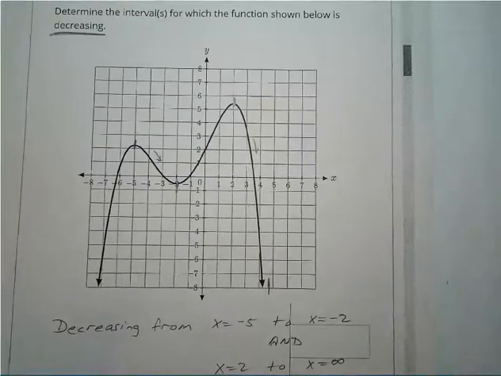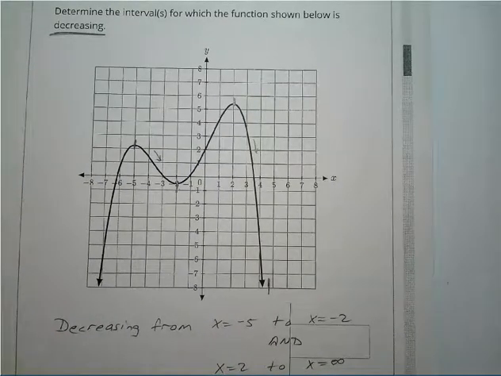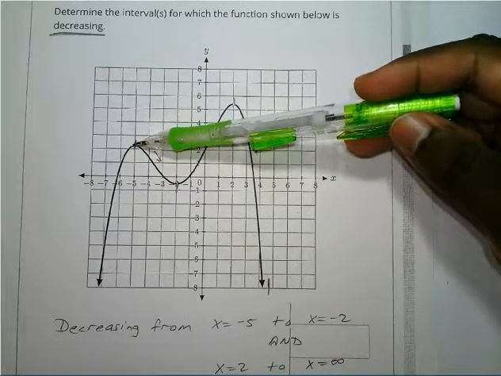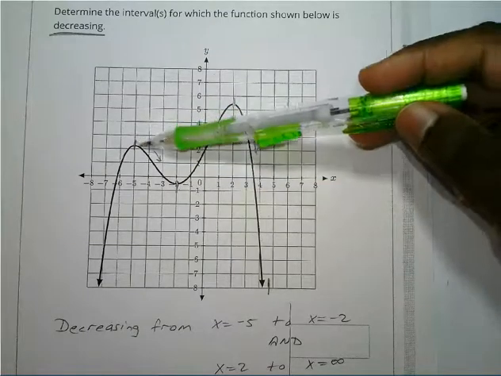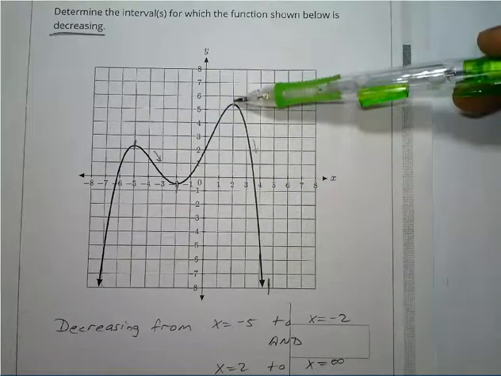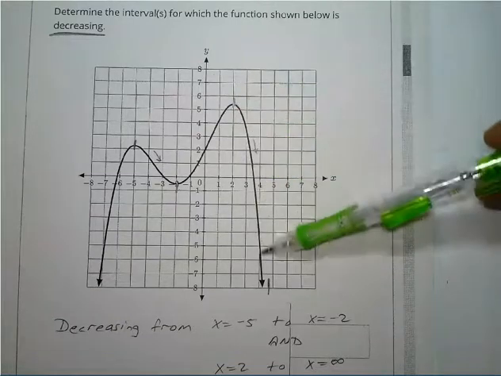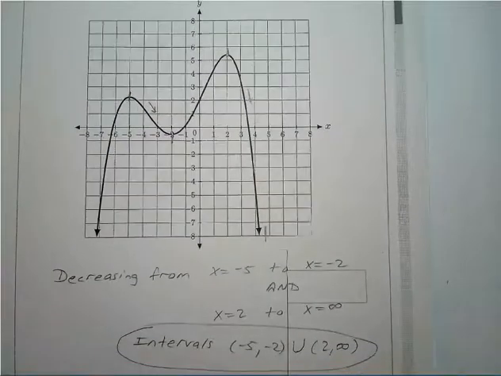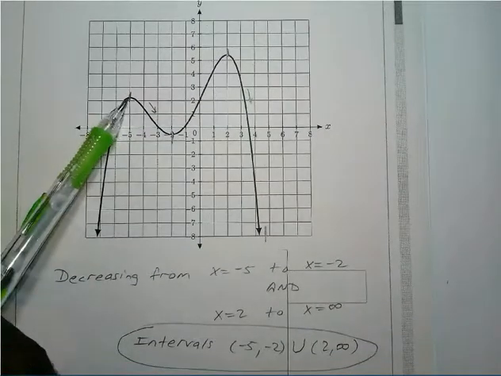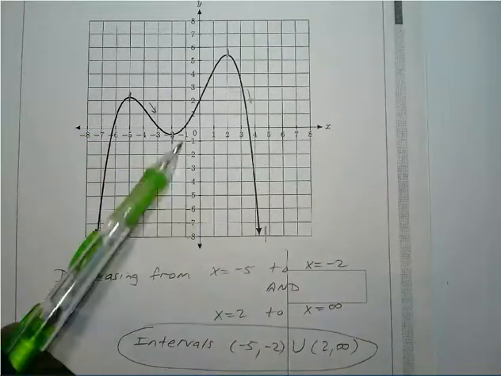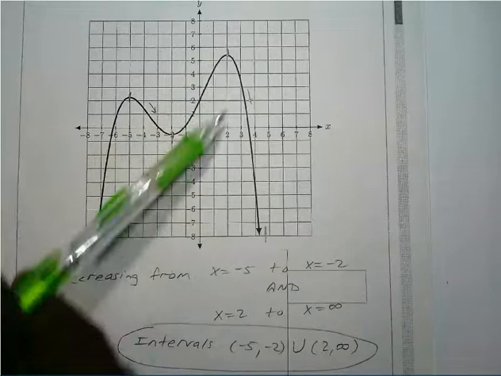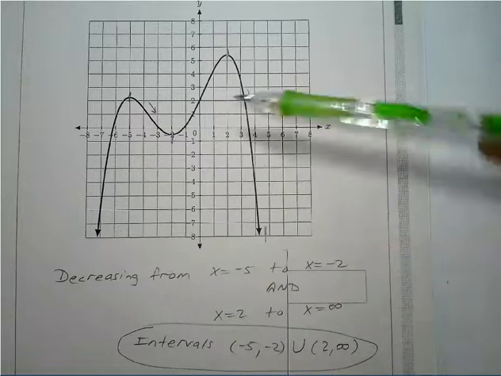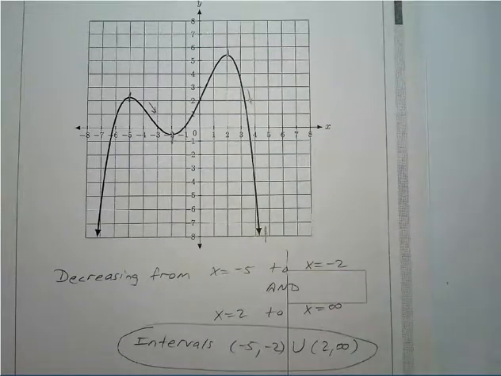Okay, so now we want to determine which interval is decreasing. Again, you can see here, starting from x equals -5 and ending at x equals -2, it's decreasing. Okay, so it's also decreasing from x equals 2 all the way down to infinity. It just keeps on going. So the decreasing interval is from -5 to -2, or from x equals 2 all the way to +infinity, since it's still going down and to the right forever.